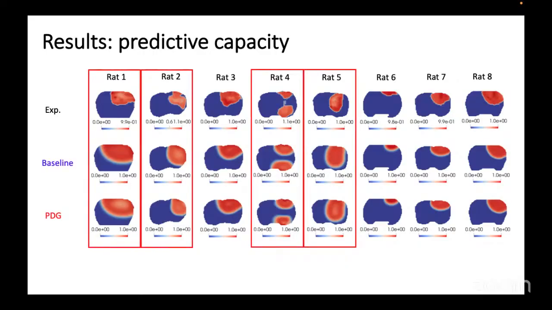For example, rats 1 or 5 present a necrotic core with the perfusion-dependent growth model, which wasn't observed with the baseline model. So this model indeed helps us recover some interesting features that are characteristic of the tumor biology.